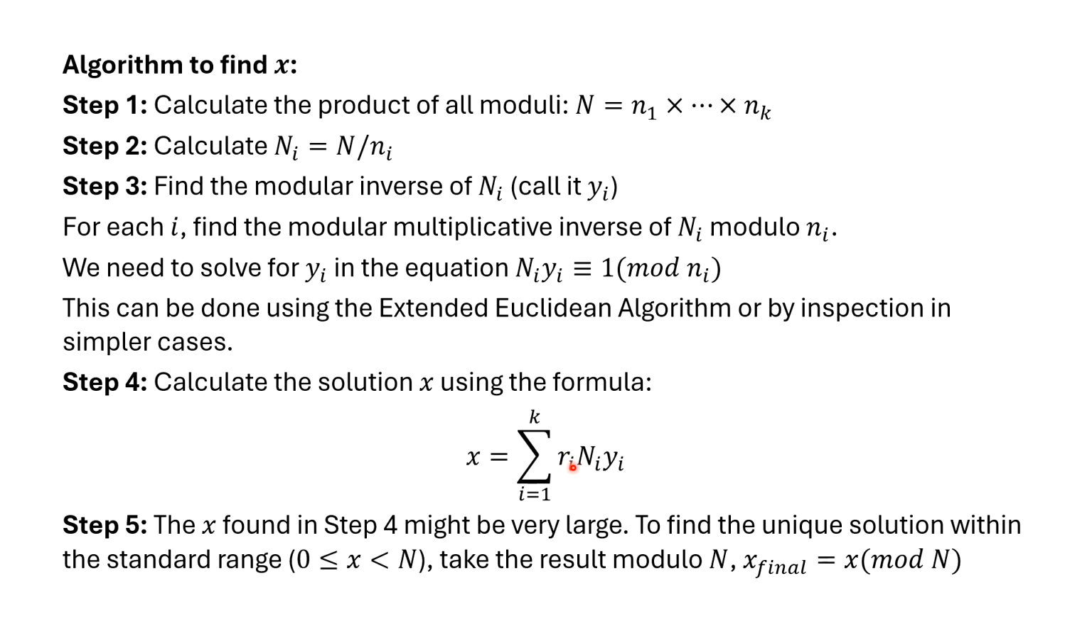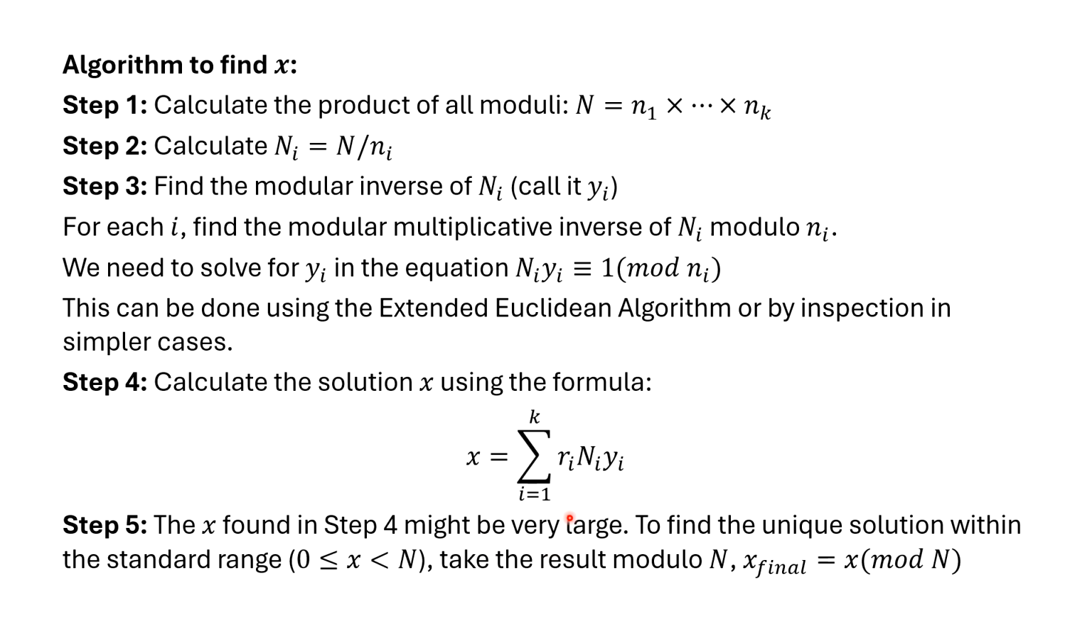If you recall, that was each r sub i between 0 and little n sub i. And then this capital N sub i, which I've described here in step 2, and then these multiplicative inverses, which I've described up here. And that's it. Now, why this works needs a little bit of explanation, and I'll give you that on the next slide.